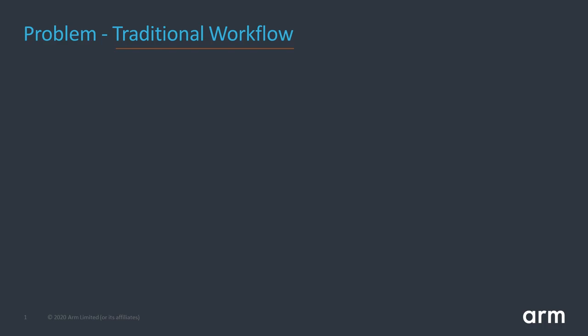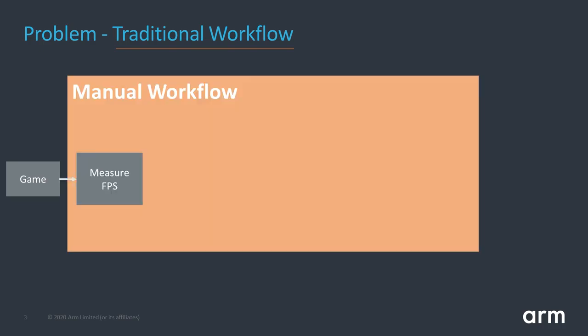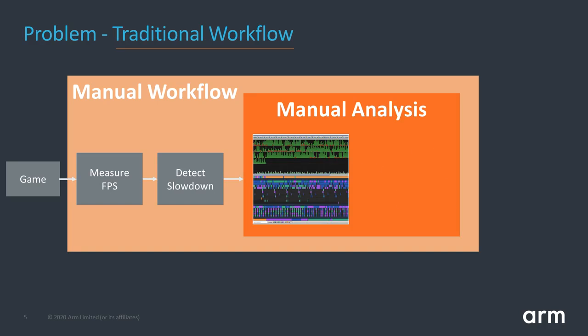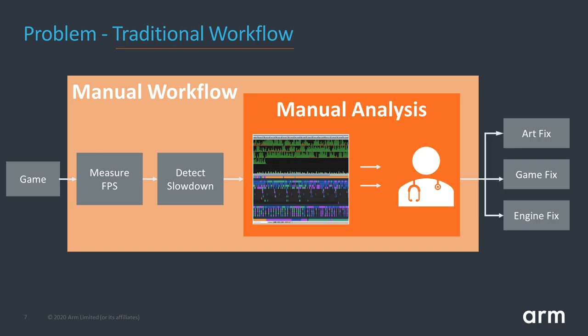Before looking at what Mobile Studio itself is, I would like to give you some background about the problems we're trying to address and the approach we have taken to address those problems. This is the classical approach to performance analysis. One takes the game at different phases of its development, manually measures the frame rate, and if they detect slowdown, then they do performance analysis using the tools available to them. Then, depending on where the problem is, that is in art, game, or engine, one fixes the problem accordingly.